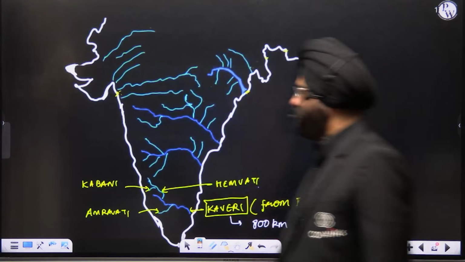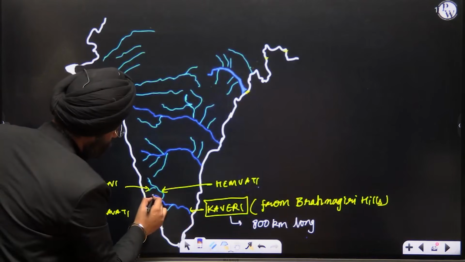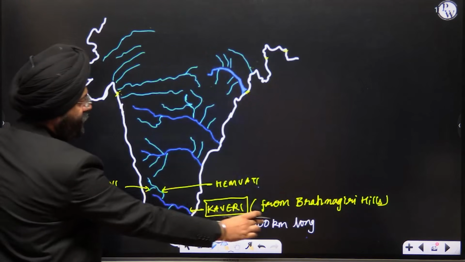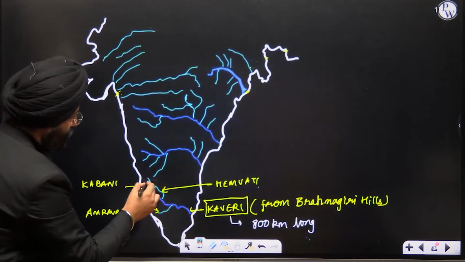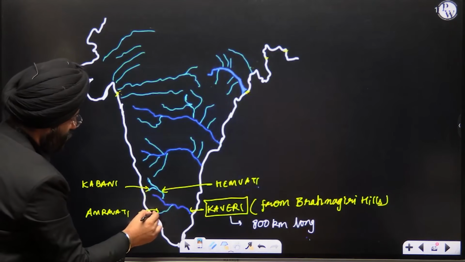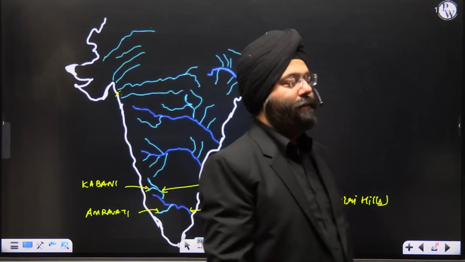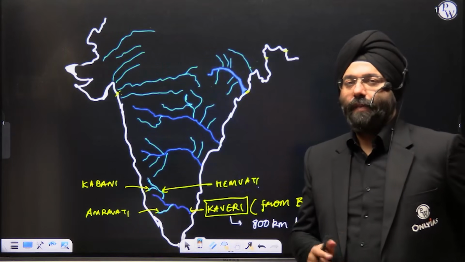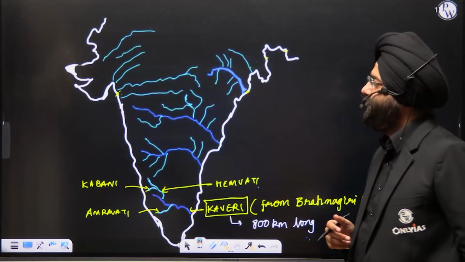Let's come further south. We have an important river which is the Kaveri. The Kaveri river is 800 kilometers long. It has important tributaries in the form of Hemvati, Kabani, and Amravati. Many people get confused, possibly thinking Amravati is a place you go to in Andhra Pradesh. But please understand it is also a tributary of Kaveri. So you should not get confused, right?